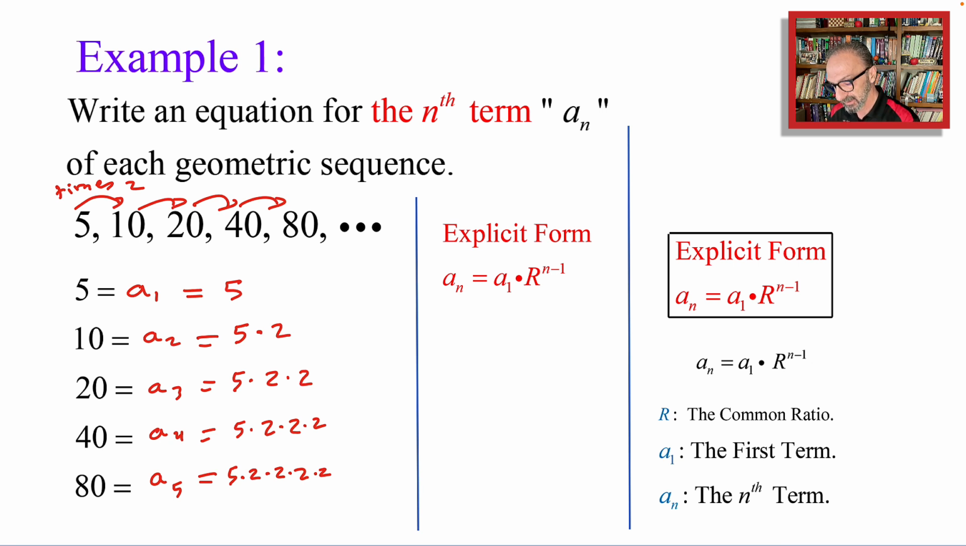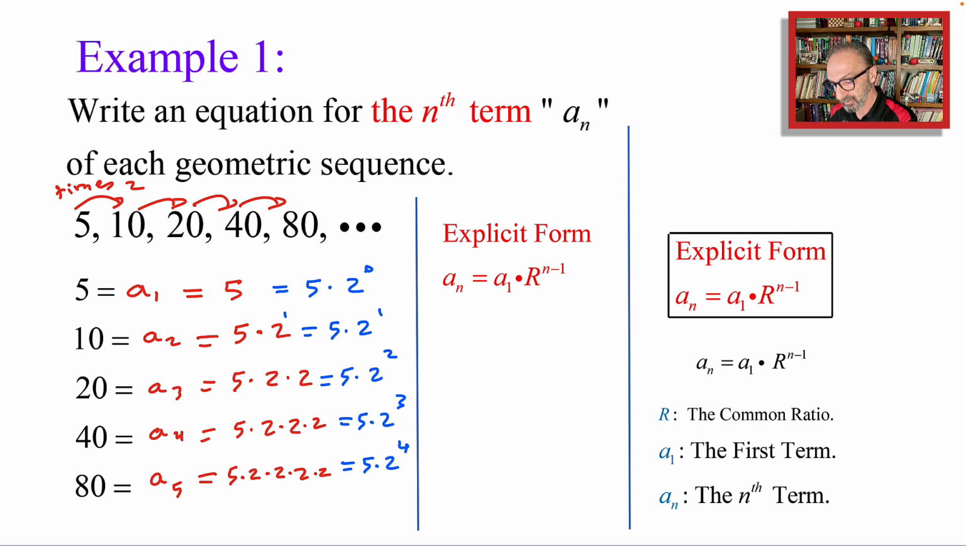Clearly, that is 5 times 2 to the power 0. Anything raised to the power 0 is 1. So, no more 2's in it. This one is 5 times 2 to the power 1. And this is 5 times 2 to the power 2. This is 5 times 2 to the power 3. And this is 5 times 2 to the power 4.